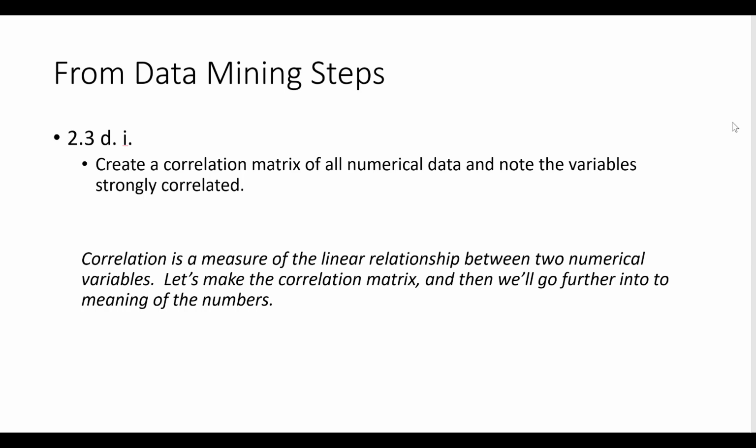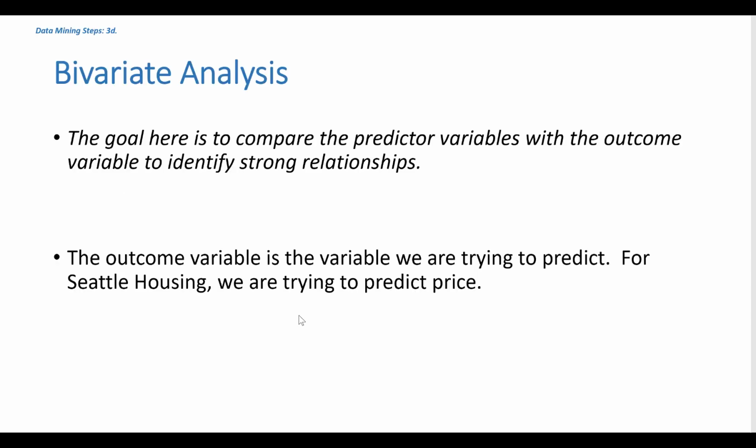Okay, so let's get started with making a correlation matrix. Correlation is a measure of linear relationship between two numerical variables. So we'll make the correlation matrix and then we'll talk about what the numbers actually mean.